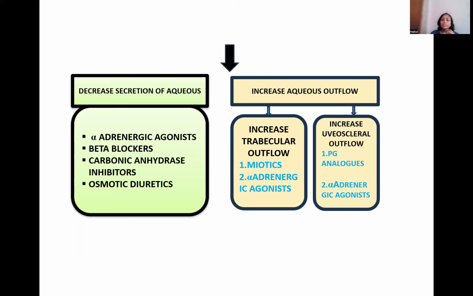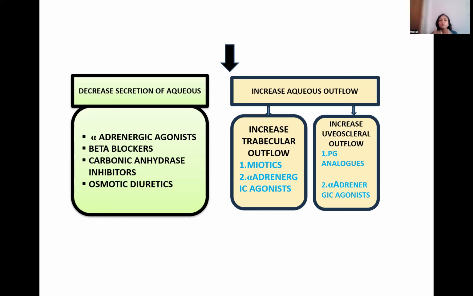So, you all remember the picture. In the picture, you have the trabecular outflow and the uveoscleral outflow. Trabecular outflow can be increased by giving miotics and alpha adrenergic agonists. Remember, alpha adrenergic agonists have all the three mechanisms of action, so it is common to all the three classes of drugs. But the drugs which will increase trabecular outflow are miotics and alpha adrenergic agonists. Both will come there. Now, the miotics, what will they do?